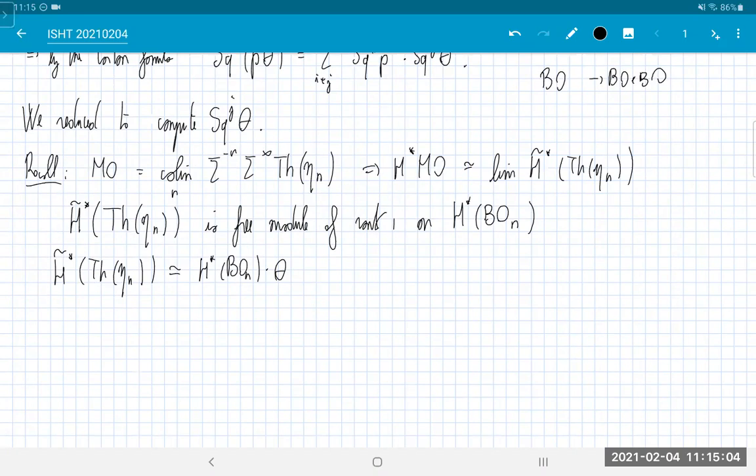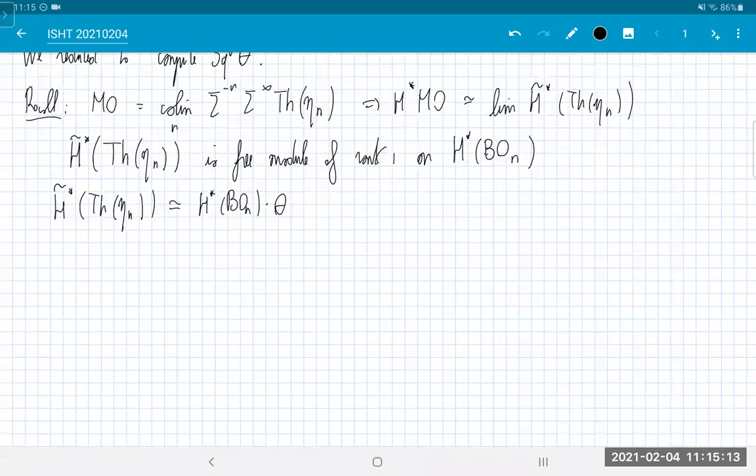And we'll see. For n sufficiently big, this will give us our formulas. So let's start with n equals one. So, trick: Thom eta one is RP infinity again.